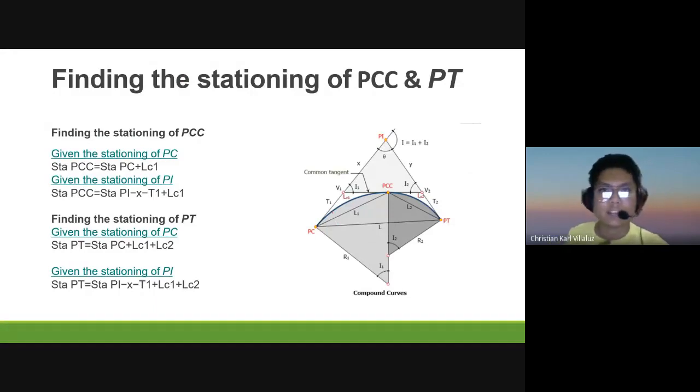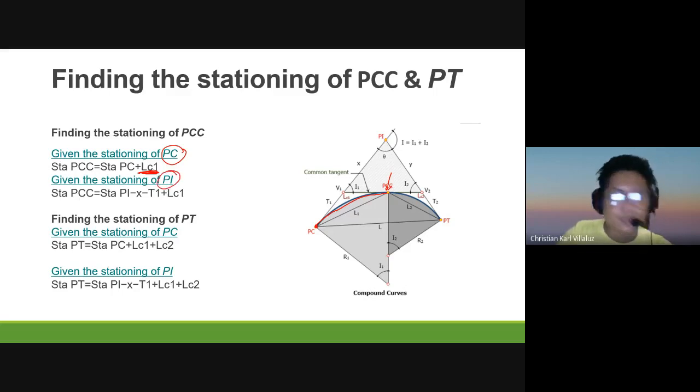Find the stationing of PCC and PT. So yun na, sa paghanap ng stationing, kung given yung PC at hahanapin natin yung stationing nitong PCC. Kung given ang stationing ng PC, hanapin lang natin yung length of curve. Okay? And just add it to the stationing ng PC. So yung length of curve ng unang curve will be added on PC.